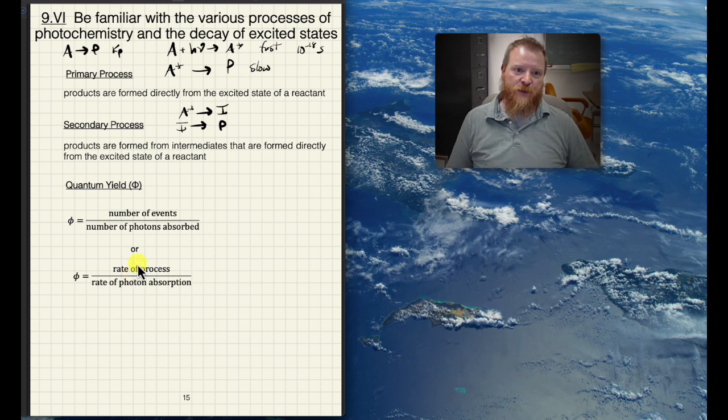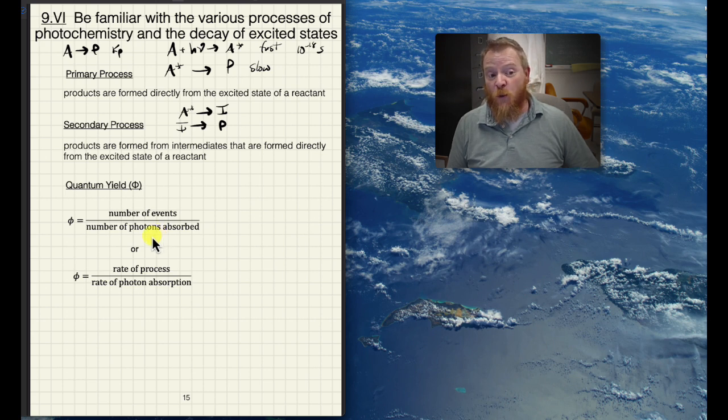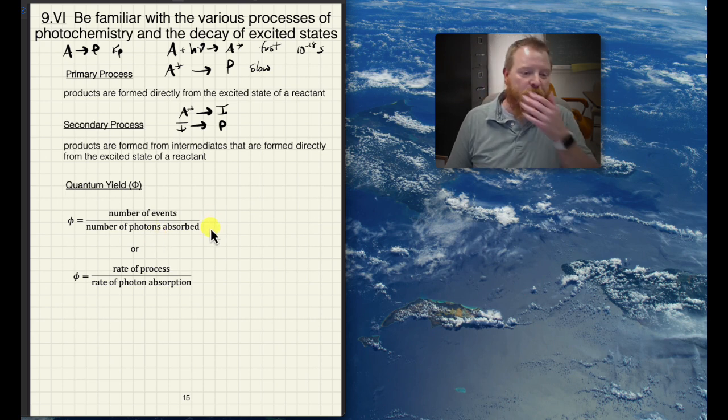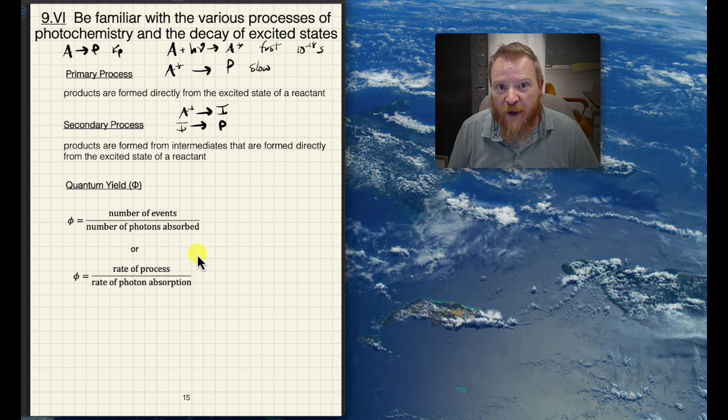So we can quantify that with the quantum yield, and typically we do that with the primary quantum yield, so the things that happen directly from the excited state. So we could think of that as the number of events divided by the number of photons absorbed. So for example, let's suppose we have 100 molecules absorbing 100 photons, and only 50 of them lead on to photochemistry.